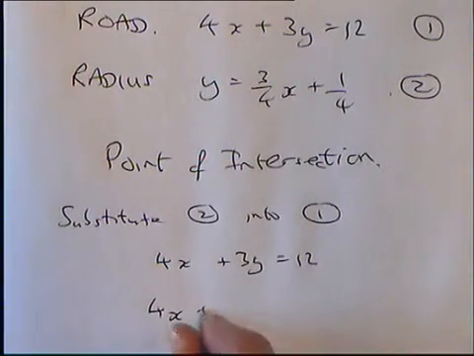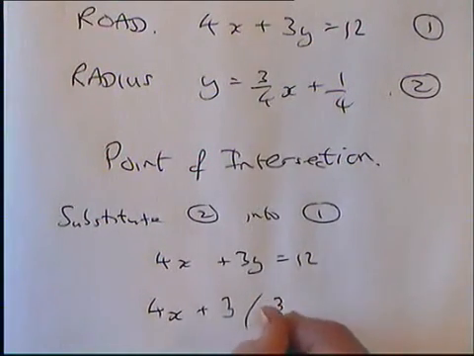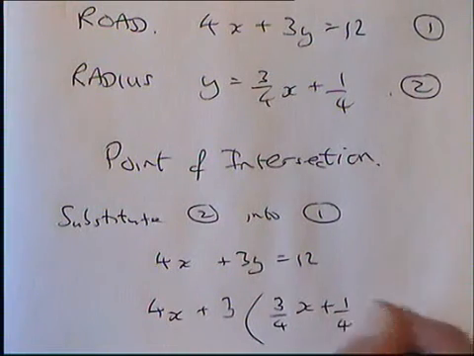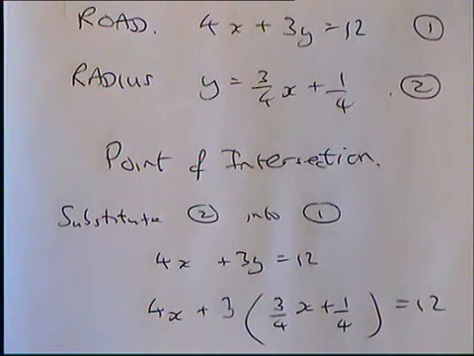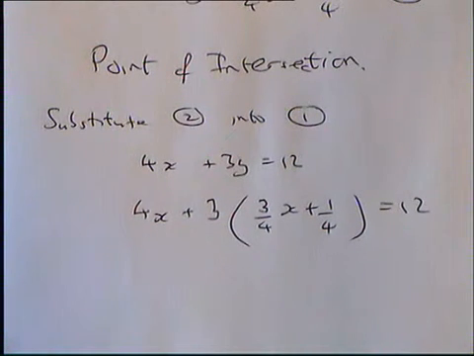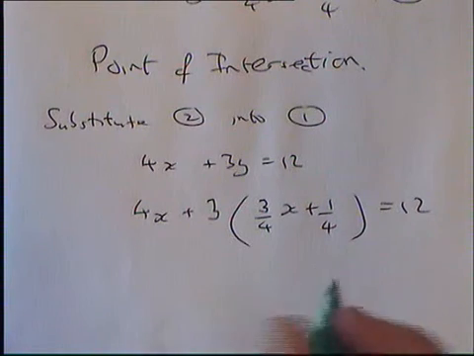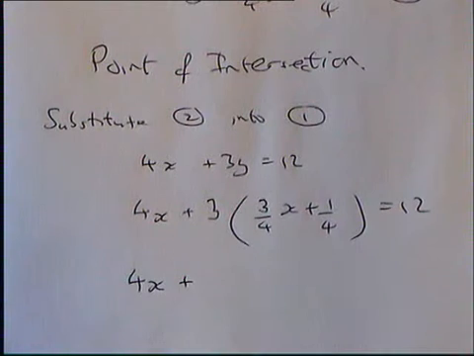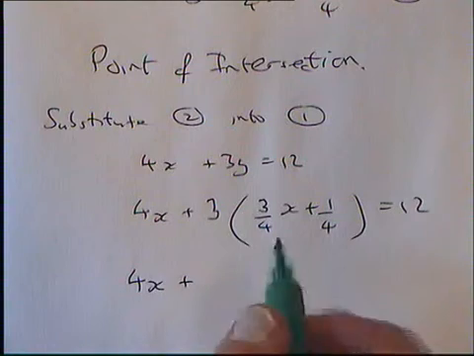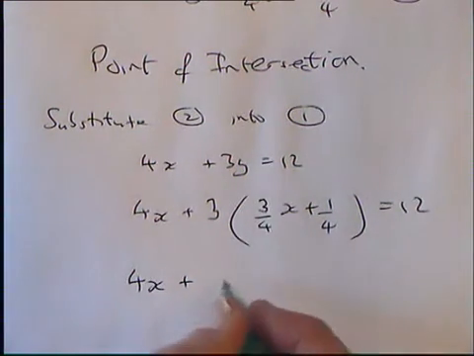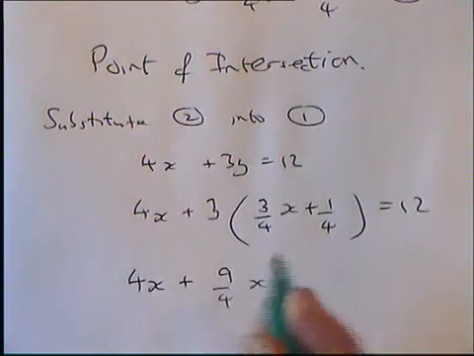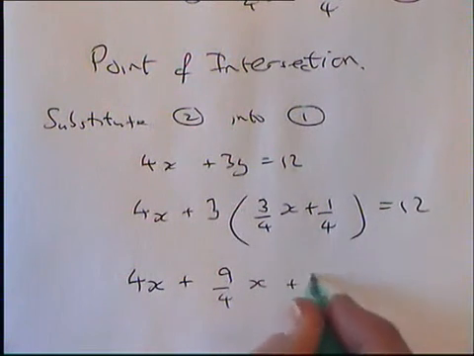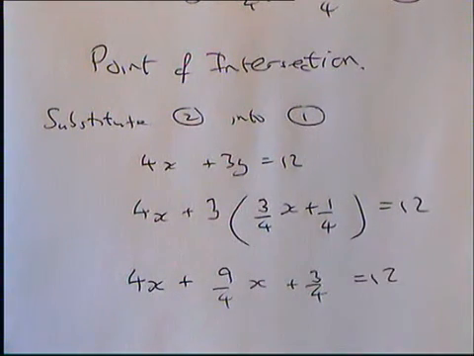So I get 4x plus 3 lots of 3/4 x plus 1/4 equals 12. And if you multiply this and solve it, you'll get an answer for x. So I got 4x, 3 lots of 3/4. Just keep it as a top-heavy fraction. 3 3s are 9, 9 over 4x. Then over here, 3 lots of 1/4, 3/4. We've got the 12 there.